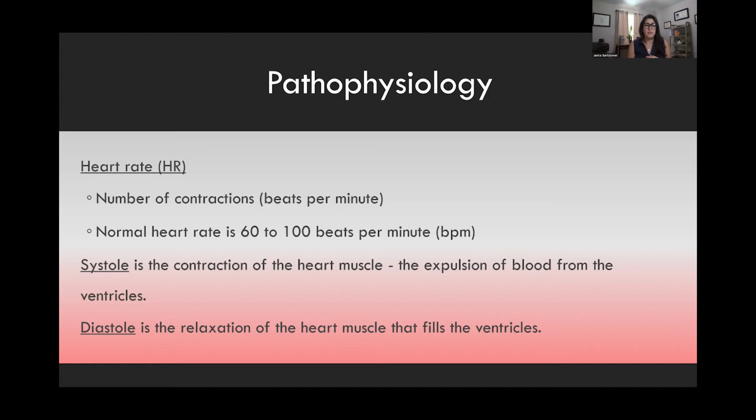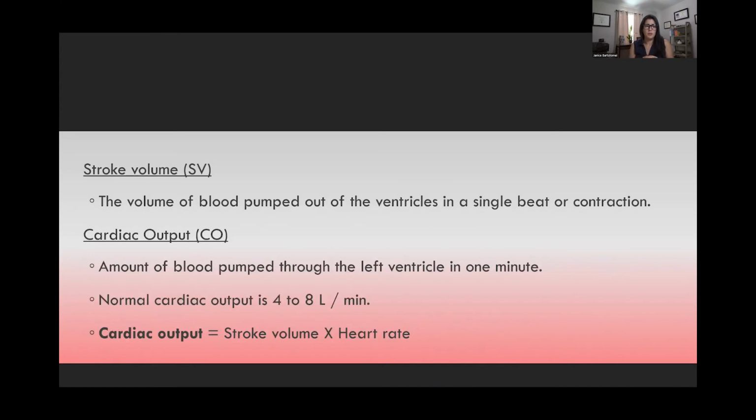Then we have the systole, which is the contraction of the heart muscle that basically pushes blood out of the ventricles. That's what systole means. And diastole is whenever the muscles relax and they fill back up with blood. Then we have something called stroke volume. This is basically the volume that is pumped out of the ventricles in a single contraction. So in a single beat, how much blood is coming out of those ventricles?